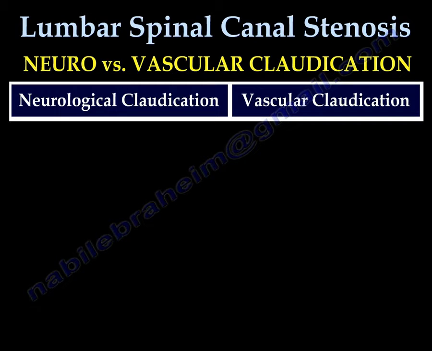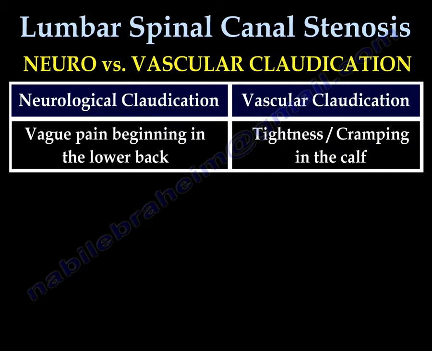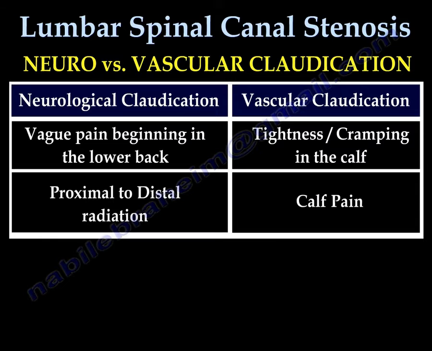Neurological claudication versus vascular claudication. The first one will be neurological claudication. The second one will be vascular claudication. In the neurological claudication, you'll find vague pain beginning in the lower back, proximal. The vascular, there are the tightness and the cramps in the leg, in the calf. It starts distal. The neurological is proximal to distal radiation.